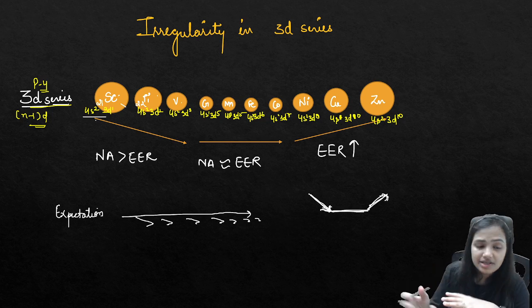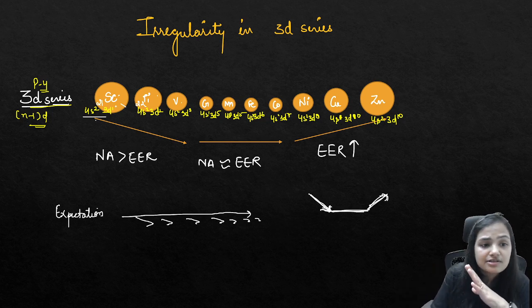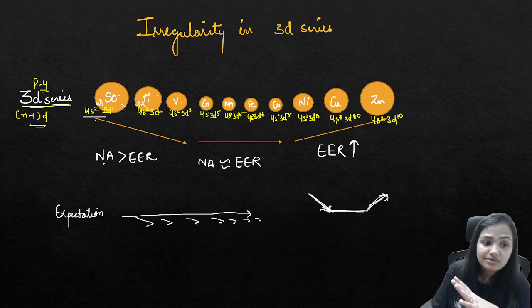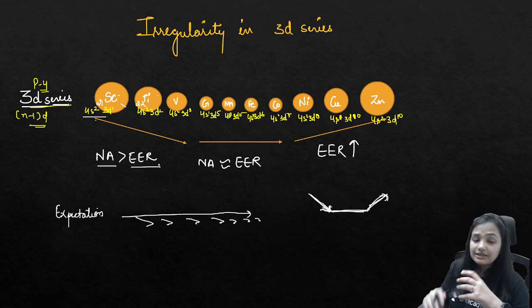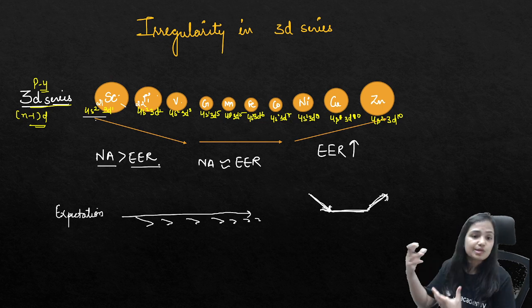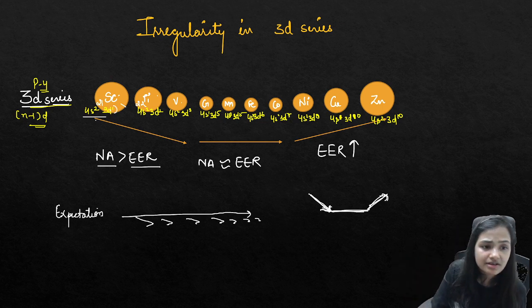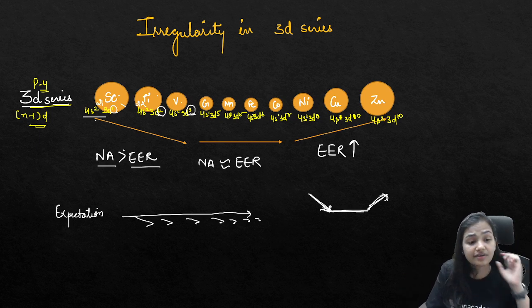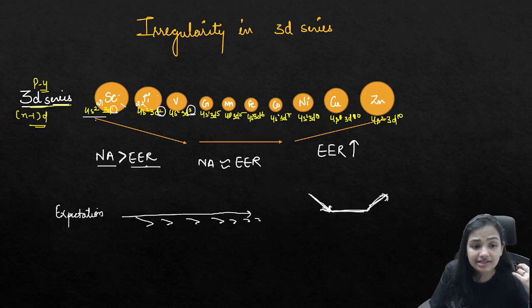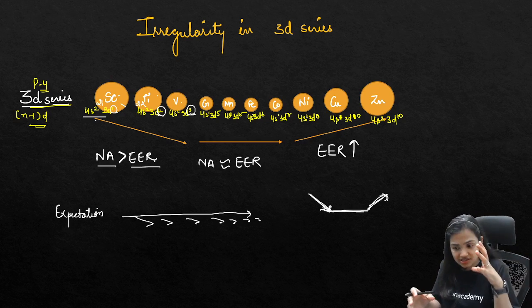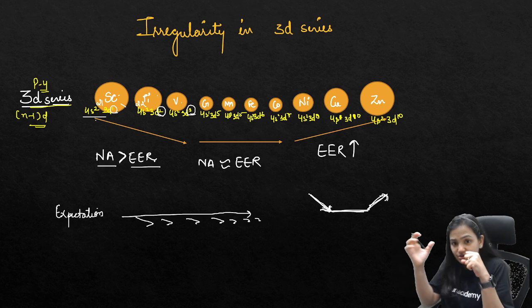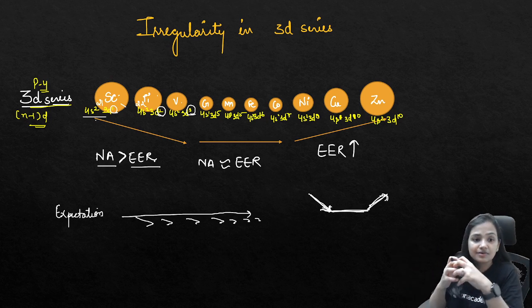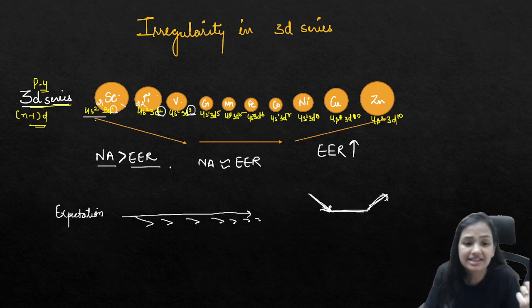So what is the reason behind it? Initially, in the case of scandium, titanium, and vanadium, the nuclear attraction is greater than the electron repulsion. The number of protons is increasing, and the electrons are 3d1, 3d2, 3d3. There is no repulsion, only attraction. So the nuclear attraction is greater than the repulsion. When the nuclear attraction is greater, the nucleus attracts the electrons more tightly, so definitely there will be a decrease in size. That's the reason.